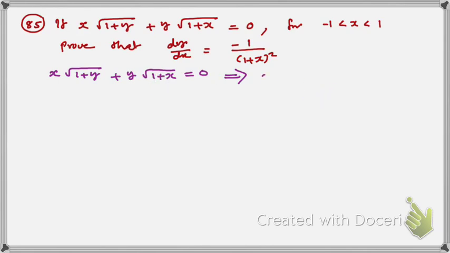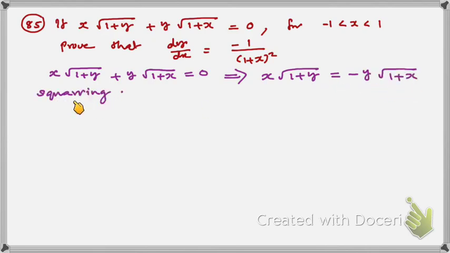Then I'll square on both sides. So x into root of 1 plus y is equal to minus y into root of 1 plus x. Then he says squaring both sides. If you square on both sides, x will become x squared, root of 1 plus y will become just 1 plus y. On the right side, minus y will become y squared, into root of 1 plus x will become 1 plus x. Now you open the bracket, multiply it in.